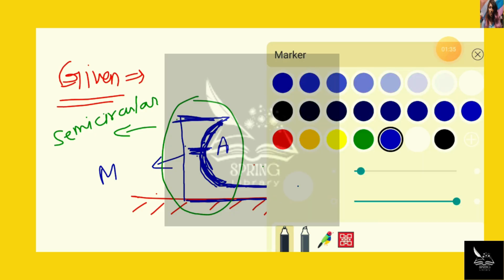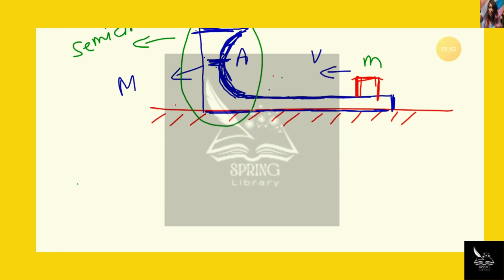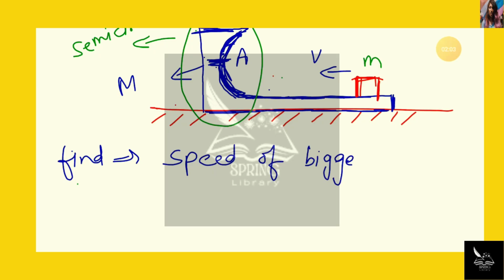Now the question says that this small block is moving with a speed v in this direction and reaching a point. The question is asking that after reaching point A we have to find the speed of the bigger block. So this is the question. Now let's start answering this question.